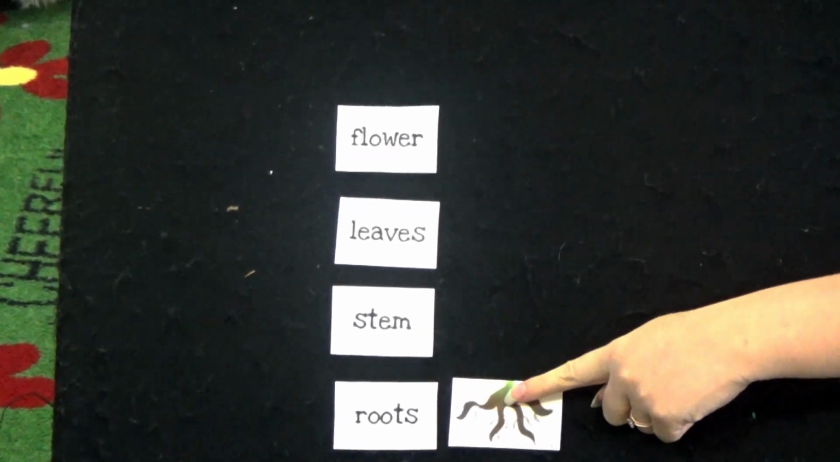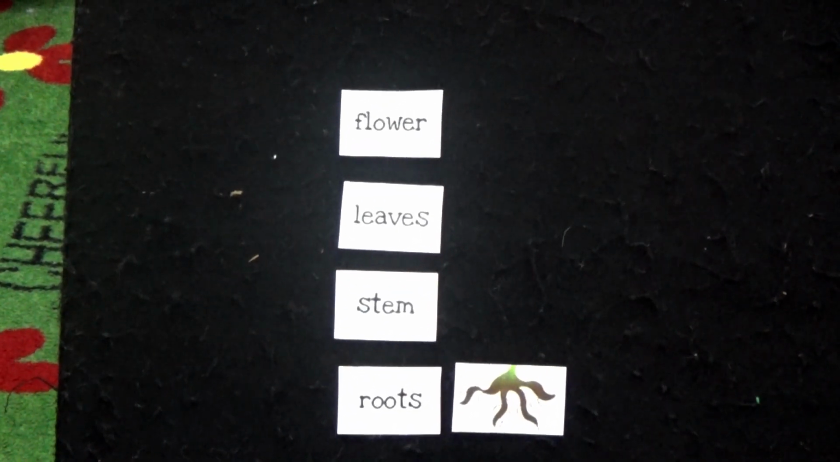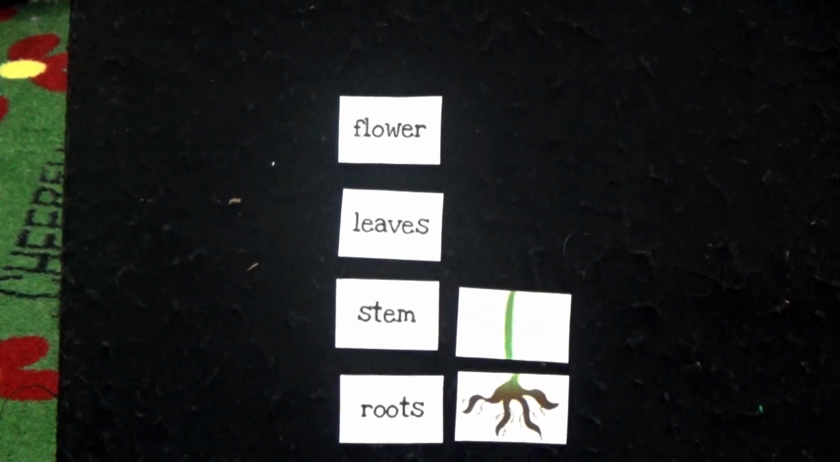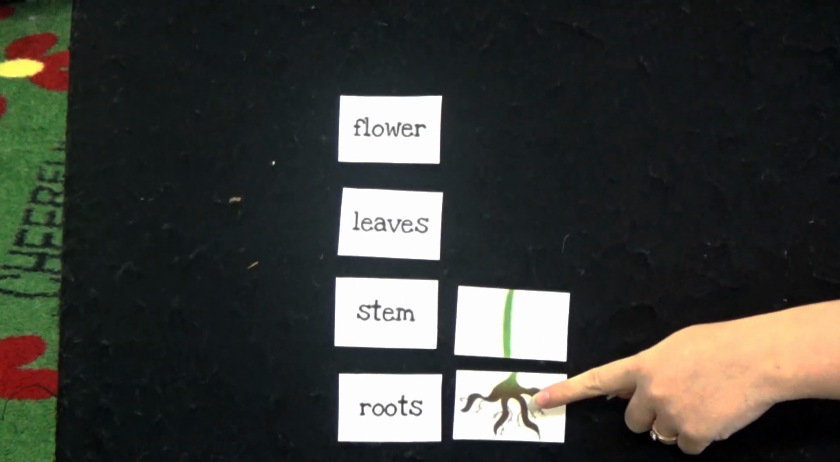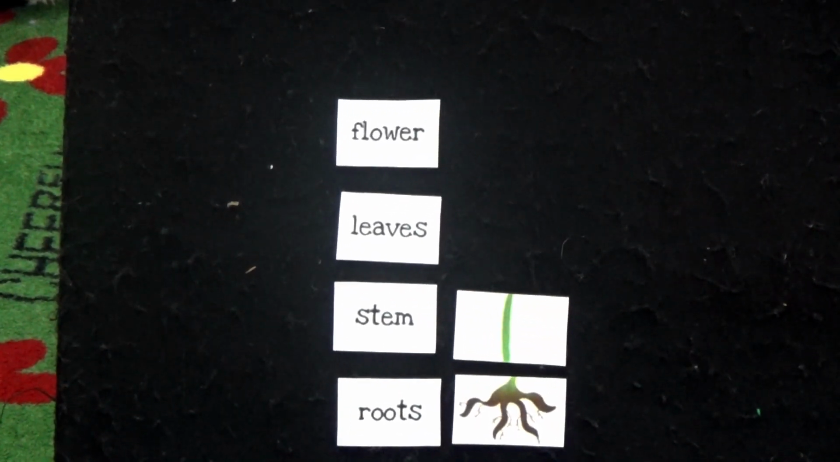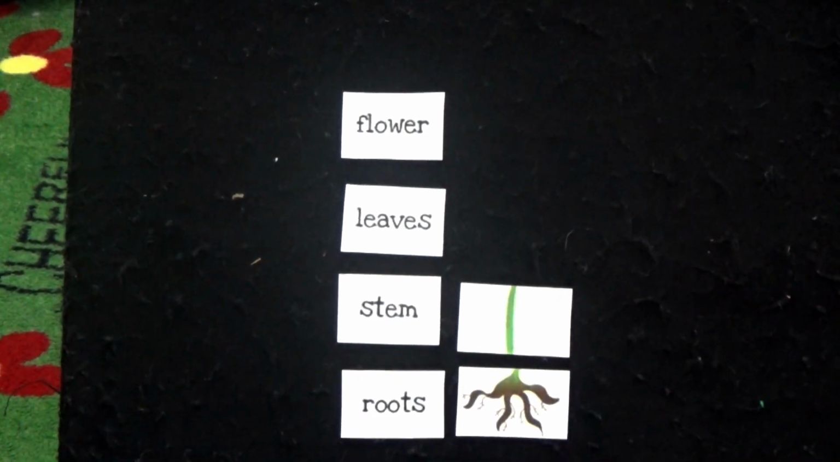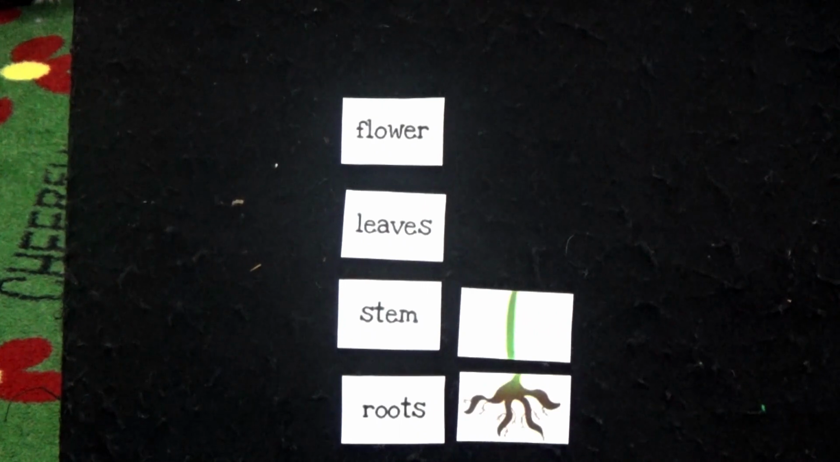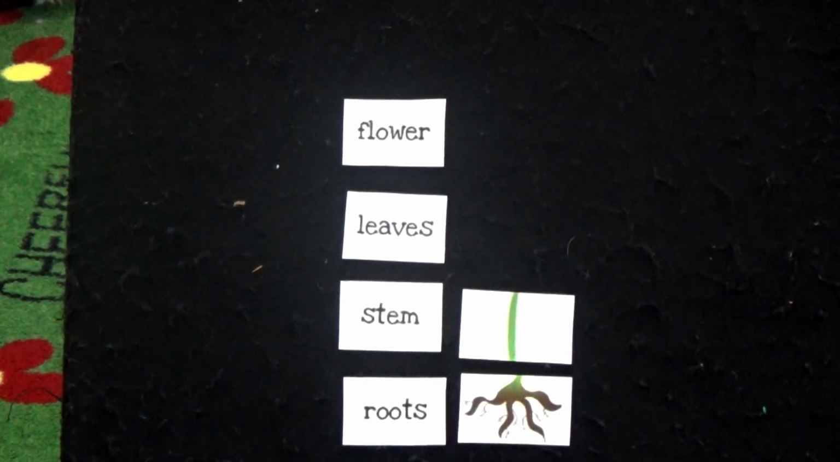The roots are connected to the stem. The stem of the flower holds everything together. It connects the roots with the leaves and with the flower on top. Without the stem, everything would fall apart. So the stem's very important to keep the flower standing tall.